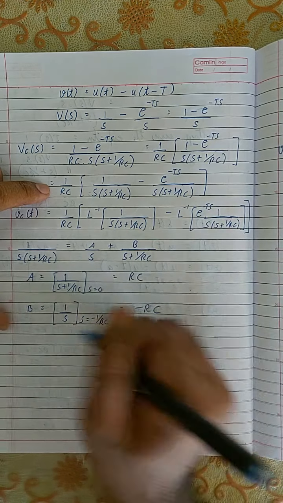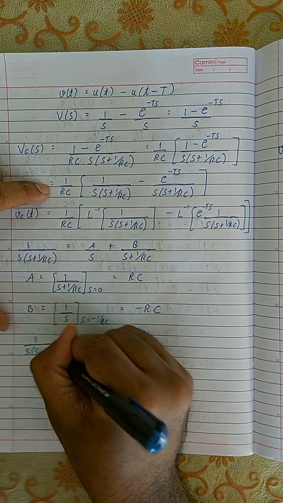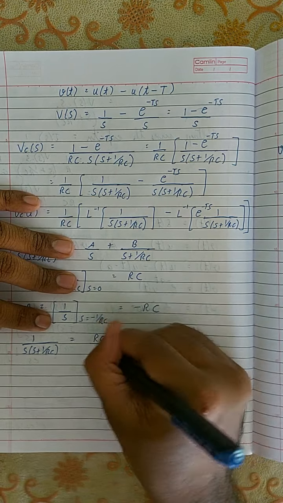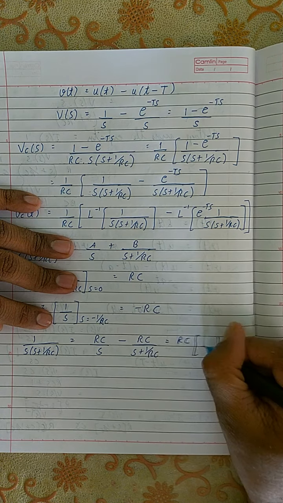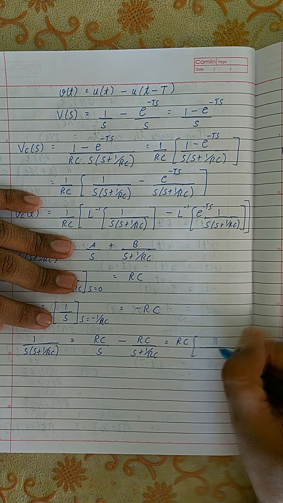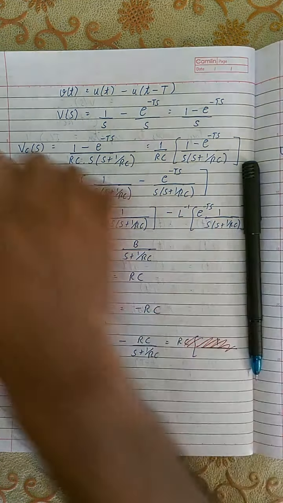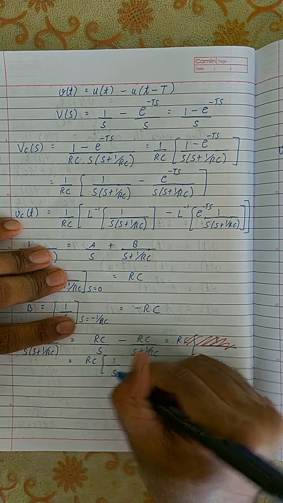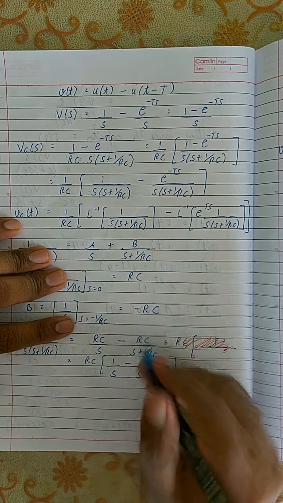So which means I can now say that 1 by S into S plus 1 by RC is equal to RC by S minus RC by S plus 1 by RC. You can also write this as RC into 1 by S minus 1 by S plus 1 by RC. Okay, this is how we find.